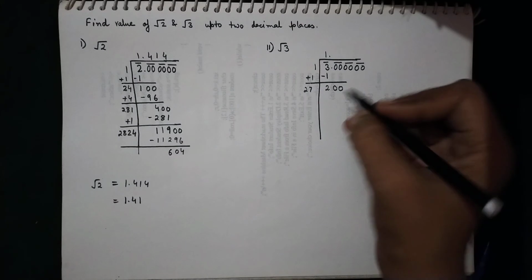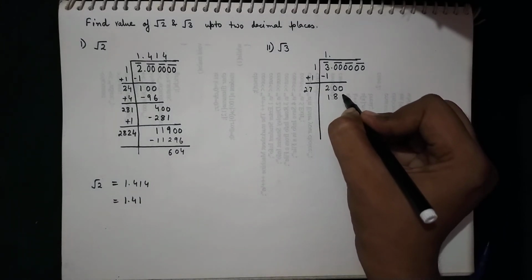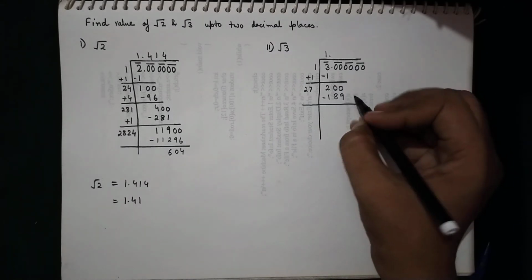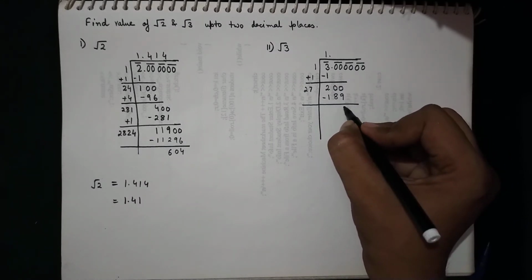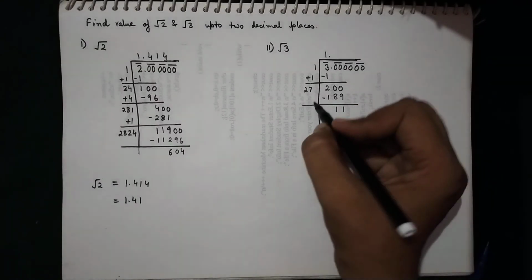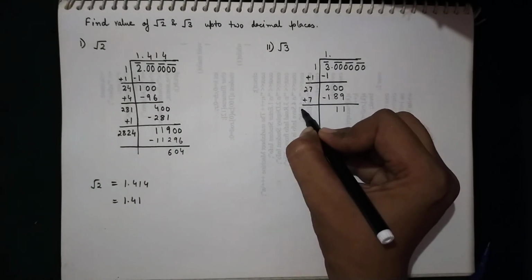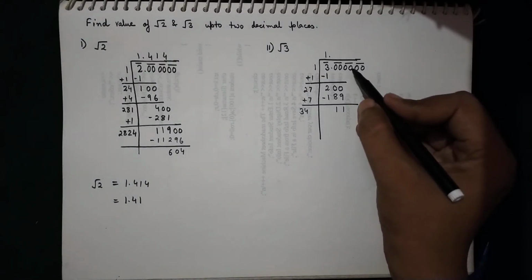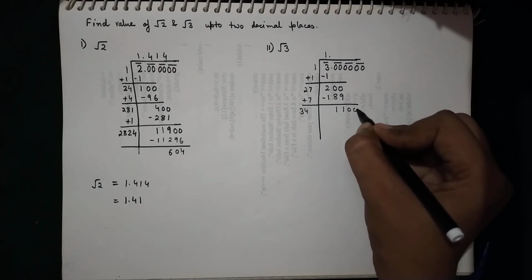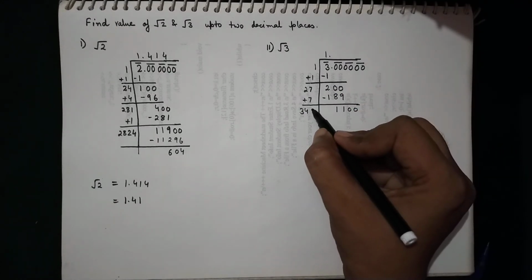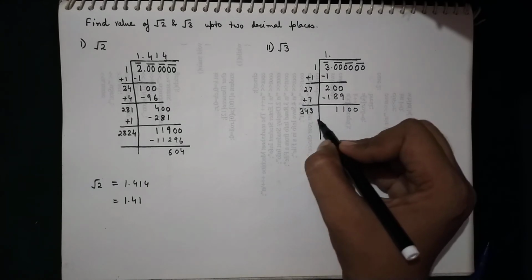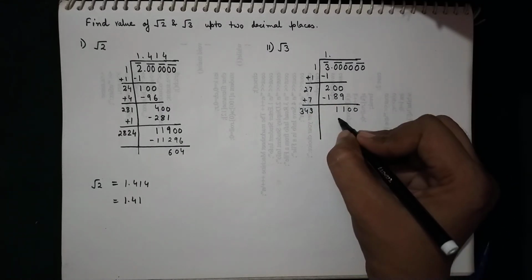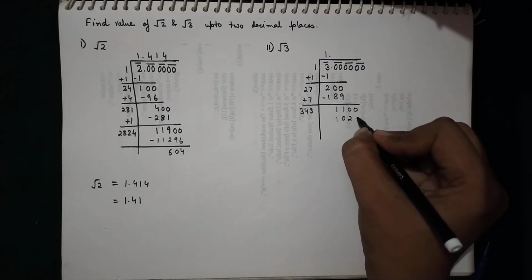27 into 7 will be 189. Now subtract it, and on subtracting you will get 1, and 1 plus 7 to it will become 3 4. Now the next two digits will be copied, and here you can try for 3, and on multiplying this number by 3 you will get 1029.